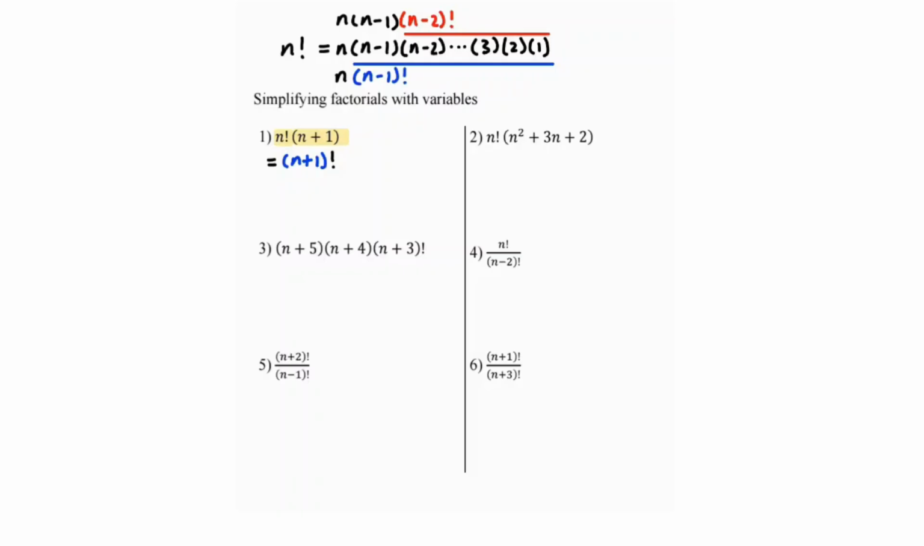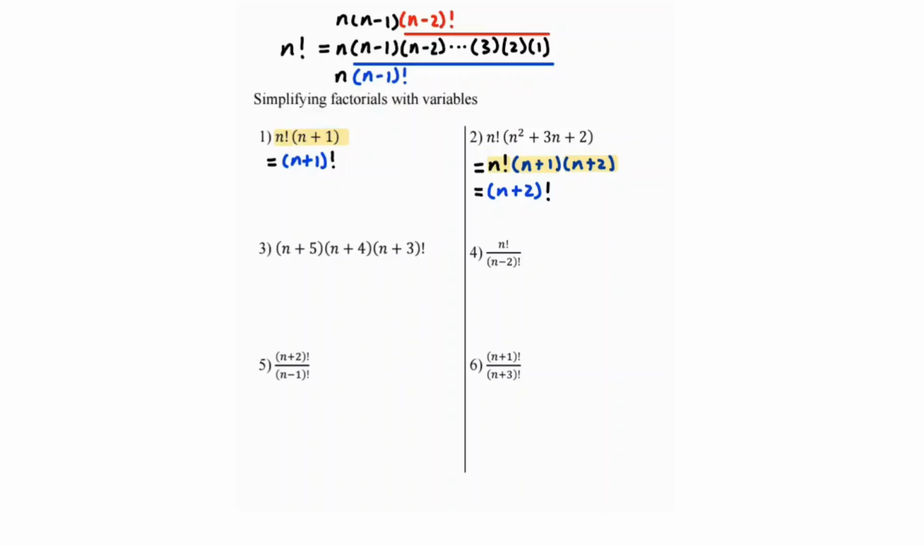For number 2, we have n factorial times n squared plus 3n plus 2. We'll break down the n squared plus 3n plus 2 to be n plus 1 times n plus 2. We have an n factorial. We have a number above n, which is n plus 1, and a number above n plus 1, which is n plus 2. Combine all these together, we get n plus 2 factorial.